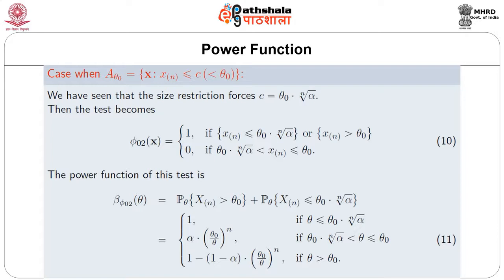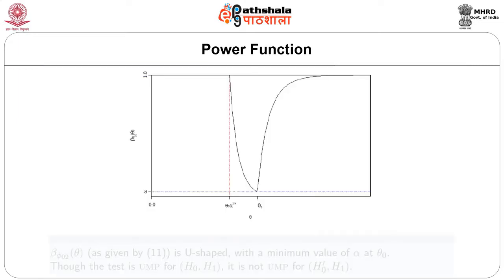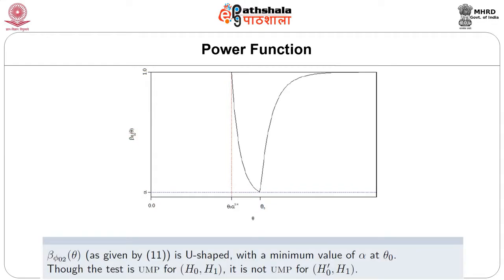Now, you see that the second one, alpha theta naught by theta to the power n, is a decreasing function of theta. As theta increases, theta naught by theta to the power n decreases. Initially it is 1, then decreases, and then at theta naught it is alpha, and again it increases. So, the power function of the test looks like this. It is U-shaped with a minimum value of alpha at theta naught.